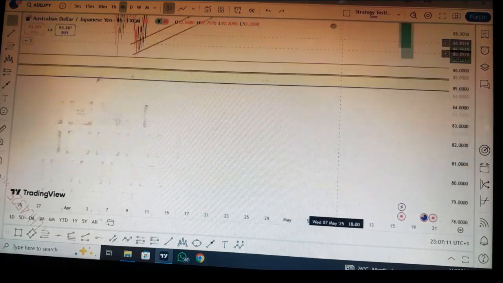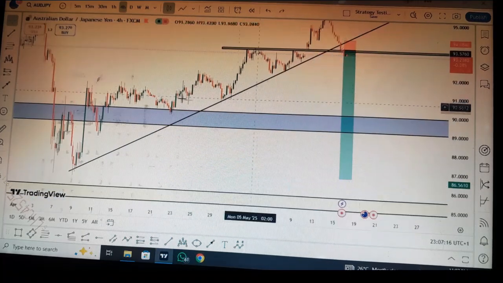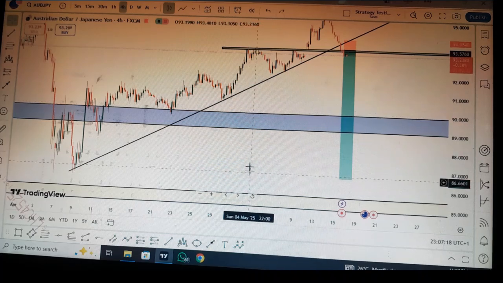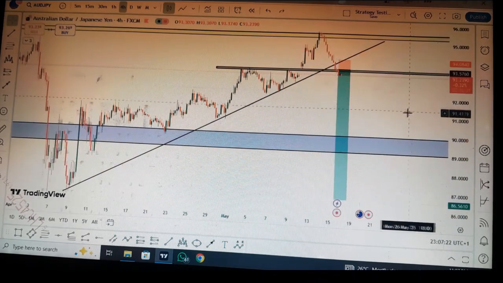If I can break this trend line, then I can start looking for other places where price can sell to. But at least my first level target is around this point here, this zone here. Then my second level target is the bottom here.